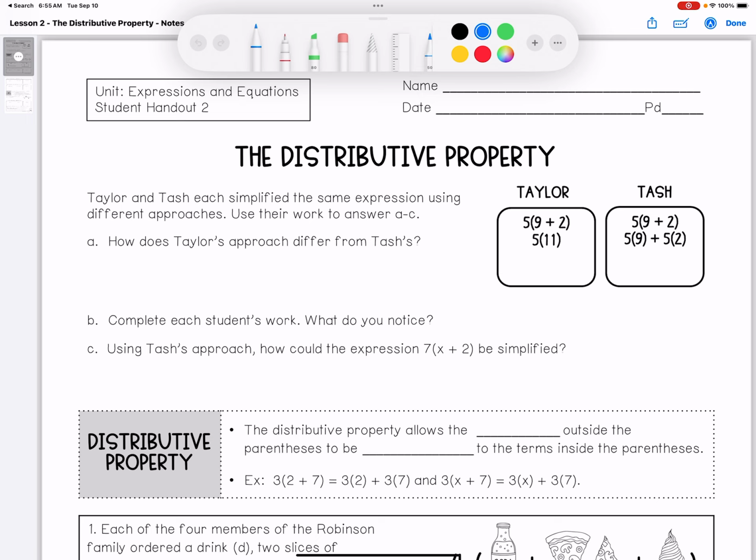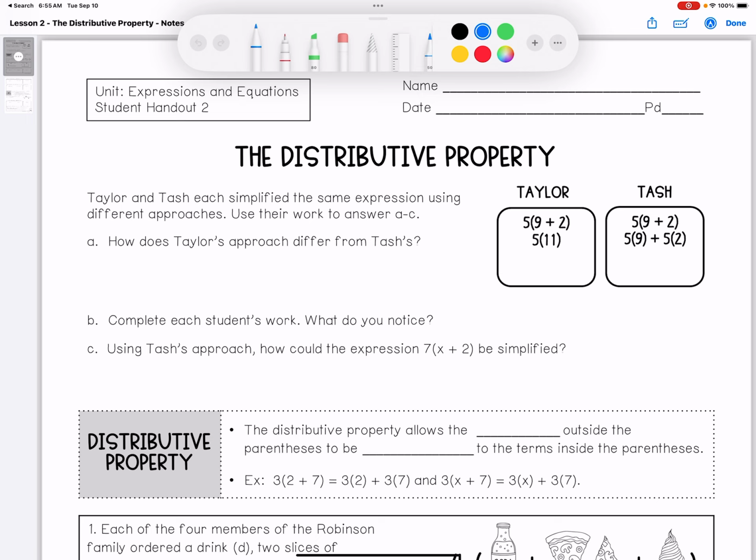Let's get it started. Taylor and Tash, what kind of name is Tash? Taylor and Tash each simplified the same expression using different approaches. Use their work to answer A through C. How does Taylor's approach differ from Tash's?